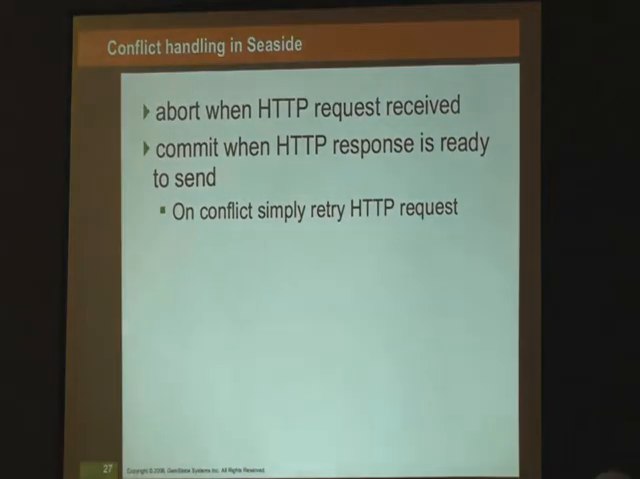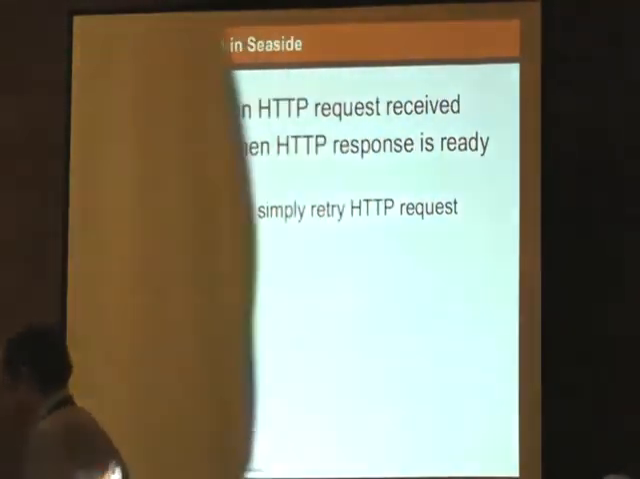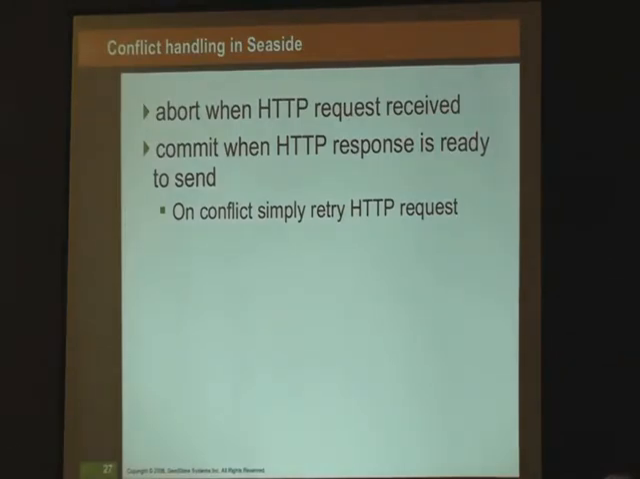So how do we do this in Seaside? To remind you, we abort when an HTTP request is received, and we do a commit when the HTTP response is ready to send. Well, if we do the commit right before we're ready to send, and there's a conflict, the commit fails, and in Seaside we just simply resend the HTTP request. And this works for a couple of reasons. One is nothing got saved, and when you do an abort, you go back to basically the latest view that's available, so you get the new information on the abort. The other thing that makes this work is when you write a web app, you have to deal with the fact that there may be old information in browsers that people are working with.